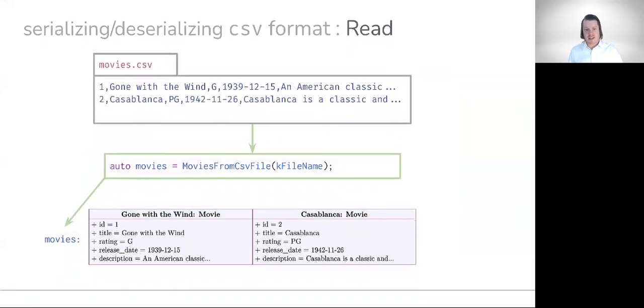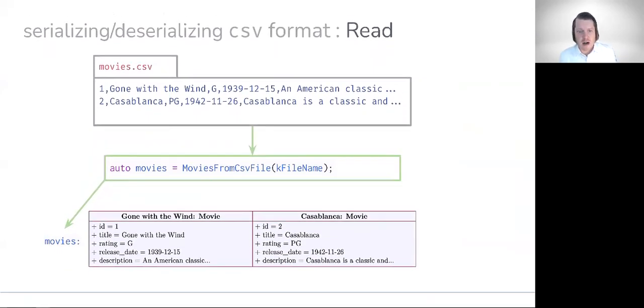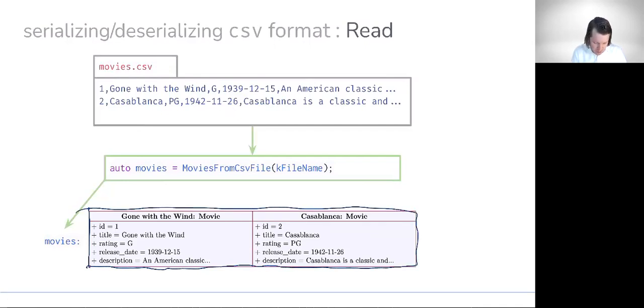So what that's allowed us to do is essentially run through this comma separated value format and deserialize each of the records within that file into an actual in-memory representation of a movie object. So we've simply said, within our application, get the movies from the CSV file. We'll store that in a vector of movies. And after that function is done processing, our movies vector, in this case, contains 2 movie objects, Gone with the Wind, as well as Casablanca.